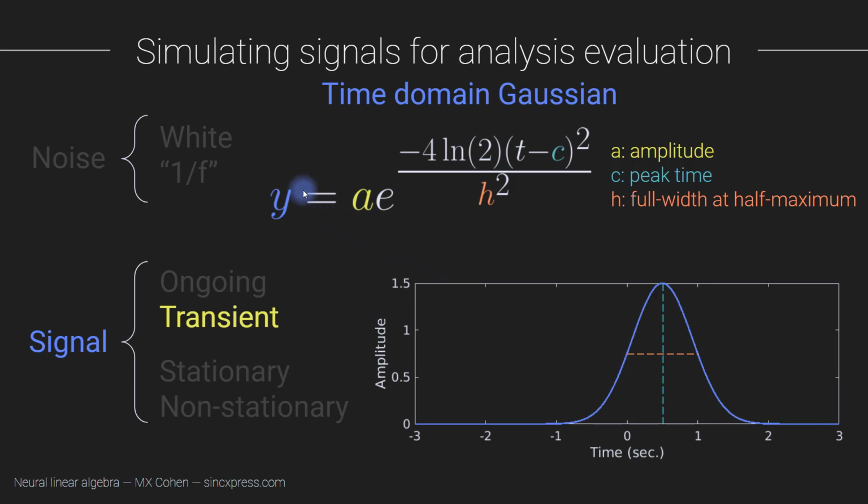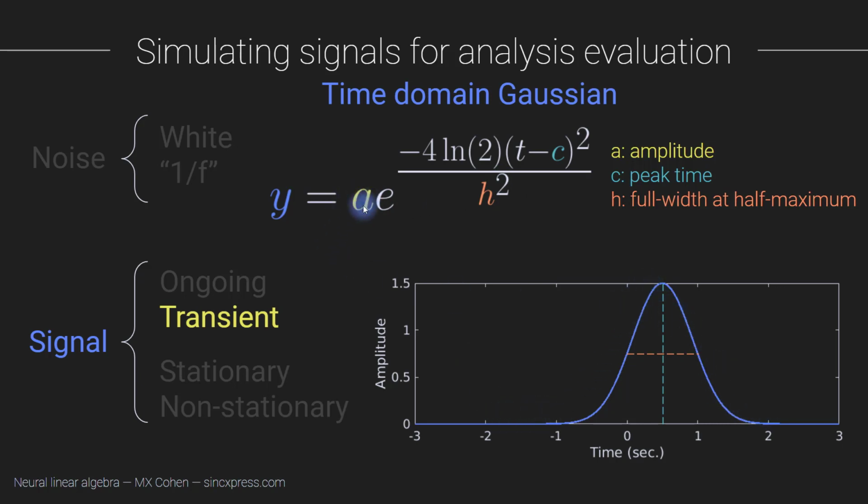So here's the formula for a Gaussian. It is y equals a times e, and e is the natural exponential, to the, and then it's this whole term here. And this entire term, this fractional term, is in the exponent of this natural exponential here. So it's -4 times the natural log of 2, this is like a normalization factor, times t minus c, that quantity squared, divided by h squared. So this is what the Gaussian looks like.